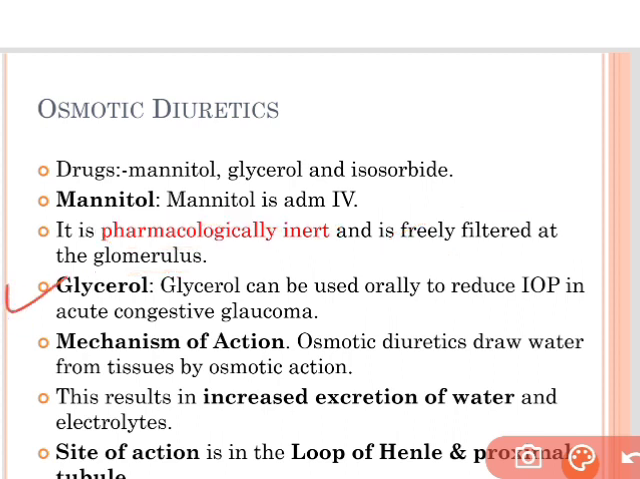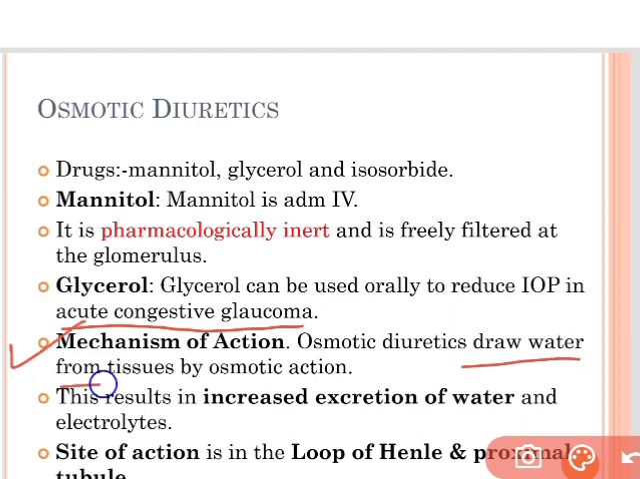Then glycerol and isosorbide: these two drugs can be used orally to reduce the intraocular pressure in acute congestive glaucoma. Now, what is the mechanism of action of osmotic diuretics?